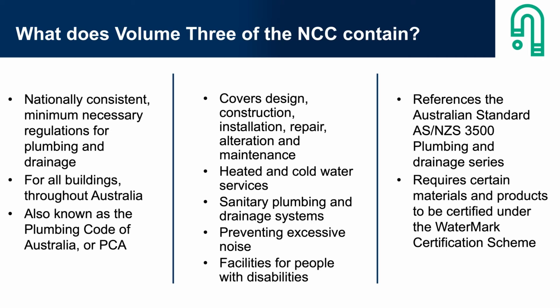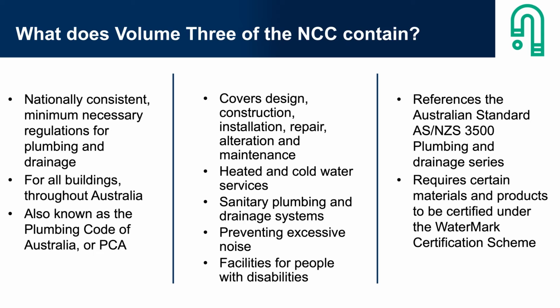NCC Volume 3 is used in conjunction with NCC Volumes 1 and 2. The PCA contains references to requirements in NCC Volumes 1 and 2, the Building Code of Australia, that plumbing practitioners should be aware of. These requirements may impact on a plumbing or drainage installation and are identified in the PCA as cross-volume considerations in explanatory information boxes.